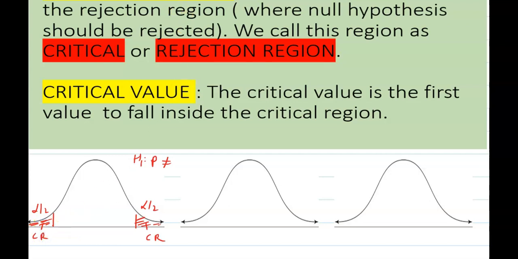The middle part, this green part, is the accepted region. In this critical region we can reject the null hypothesis, so reject H0. Here also reject H0, where H0 means the null hypothesis. And here, in the middle, do not reject.